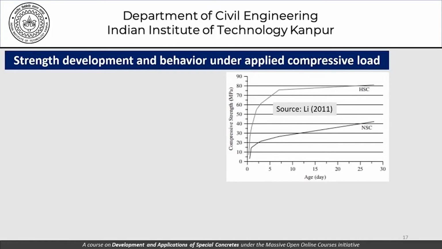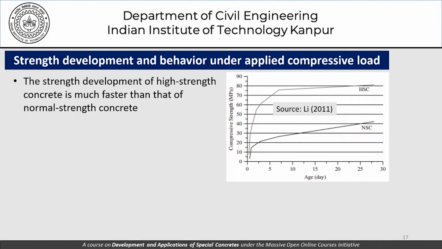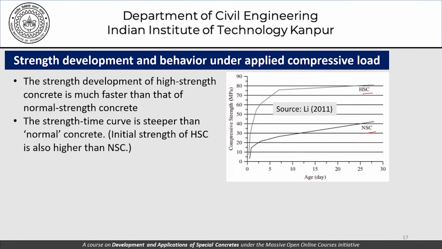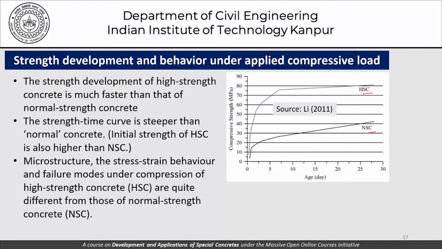Now let's talk about strength development and behavior under applied compressive load as far as high strength concrete and normal concrete are concerned. This picture here, taken from a source in 2011, shows that the strength development in high strength concrete is much faster than that of normal strength concrete. So this is the normal strength concrete and this is the high strength concrete. What it shows is the strength time curve is steeper than normal concrete. That is, the initial strength of high strength concretes is higher than normal concretes.